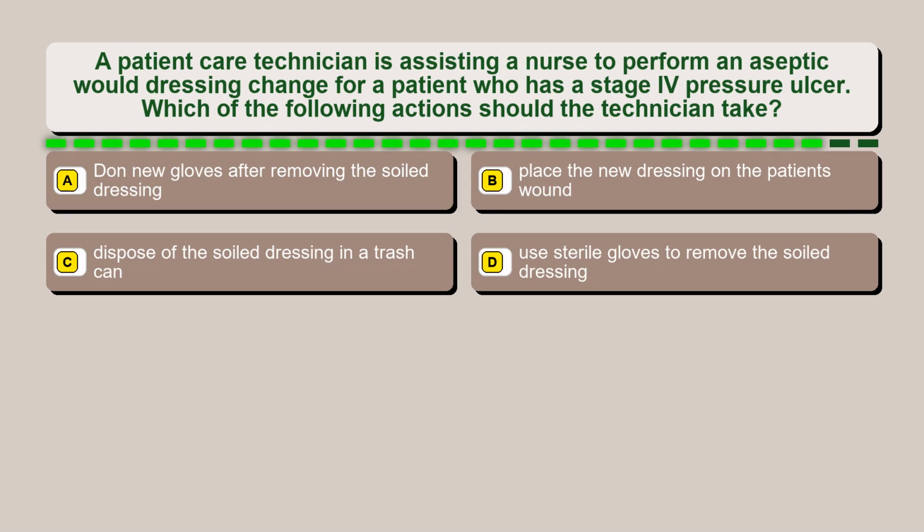Question 28. A patient care technician is assisting a nurse to perform an aseptic wound dressing change for a patient who has a stage 4 pressure ulcer. Which of the following actions should the technician take? Option A. Don new gloves after removing the soiled dressing. Option B. Place the new dressing on the patient's wound. Option C. Dispose of the soiled dressing in a trash can. Option D. Use sterile gloves to remove the soiled dressing.